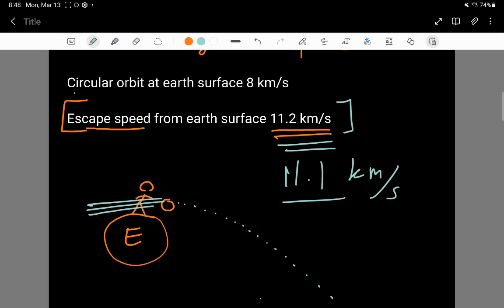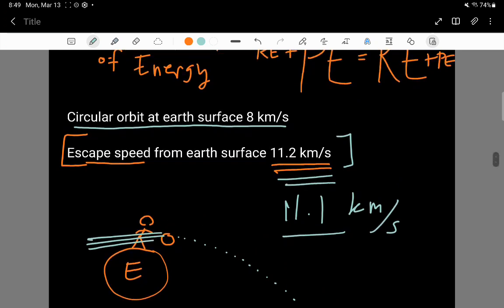This circular orbit comment right here is the idea that if you were able to throw a ball along the surface of the Earth at 8 kilometers per second, then it's going to have precisely the right speed to go in circular orbit just above the Earth's surface. Okay, so that is the lecture.